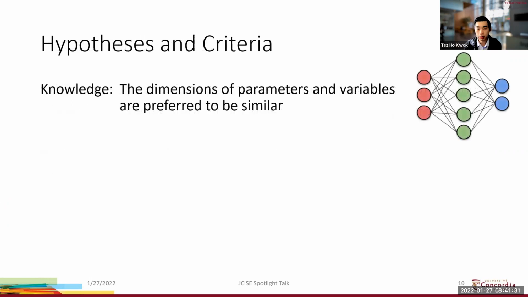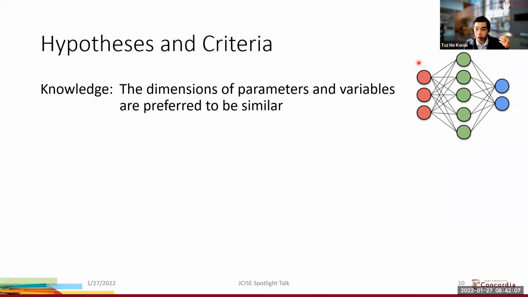The first one is based on the knowledge that when we're doing learning, we want the dimensions of parameters and variables, in other words the input and output, to be similar. The reason is that if there is a total imbalance between the data, where one of them is very huge and one of them is very small, then the problem will become either overdetermined or underdetermined. Even not talking about machine learning, in just simple regression, we know that this kind of problem normally creates many more errors.